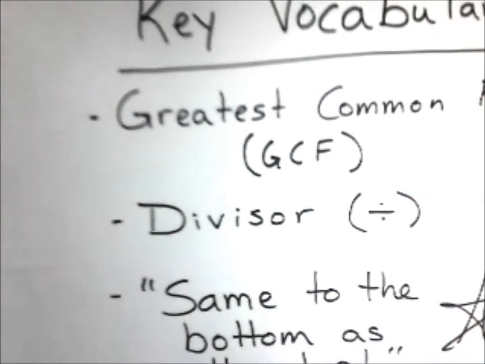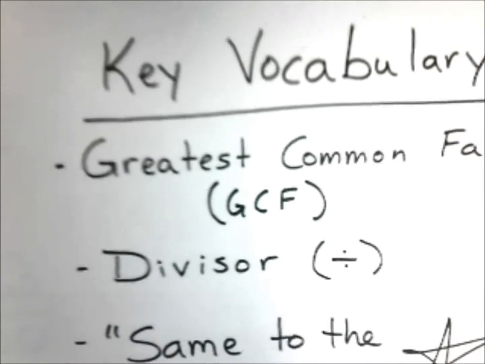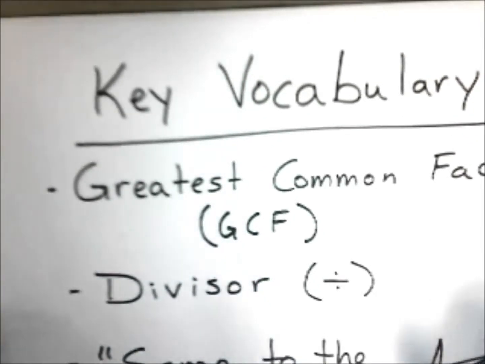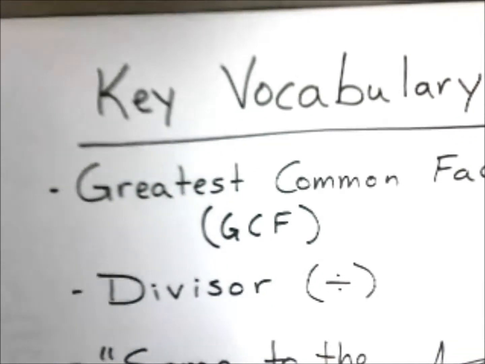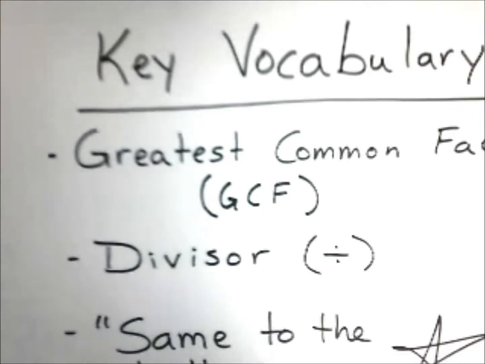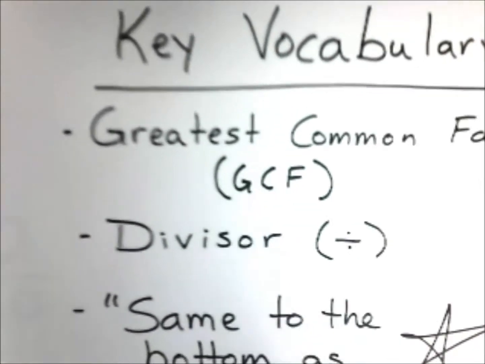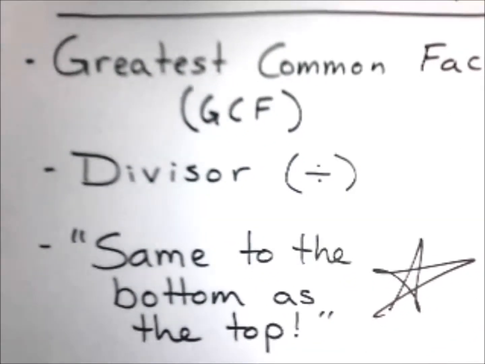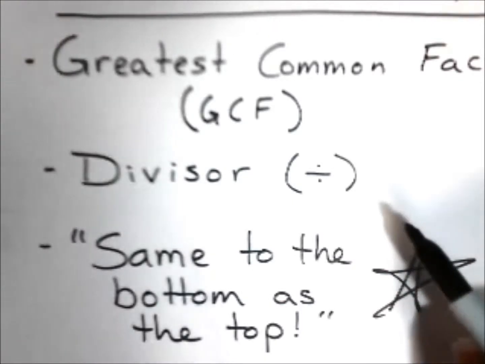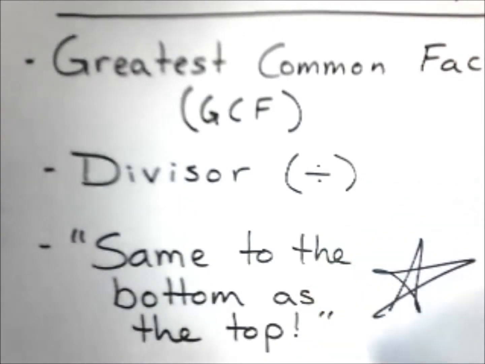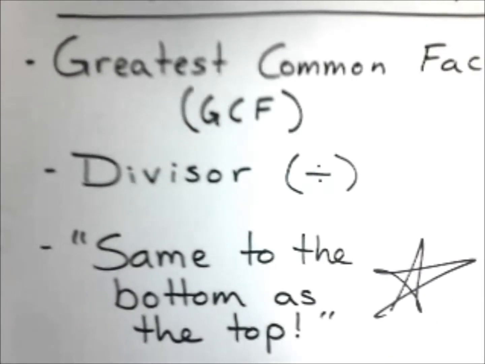Today's lesson focuses on key vocabulary terms. Greatest common factor, known as the GCF. The divisor, which is the number we are going to divide both the numerator and denominator by to make them a little bit smaller. And a phrase that I introduced in another video, it's called same to the bottom as the top. We're going to use the divisor to do the same to the bottom as the top. Changing fractions into simplest form is the same as making equivalents.